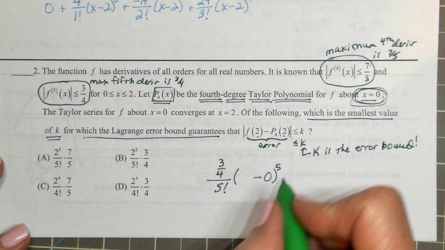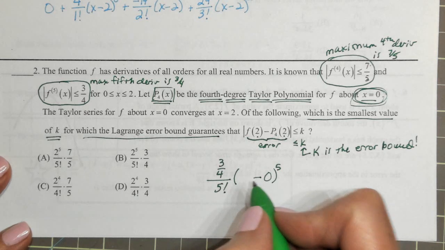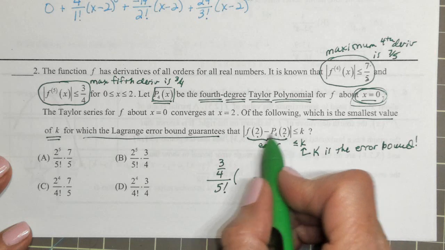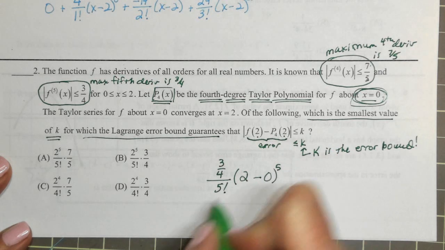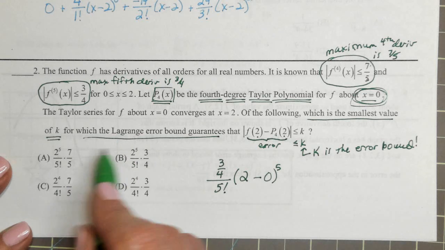Okay, I want to put x here, but it's never an x. It's always the value that they're using. What value of x are they approximating? They are approximating 2. So 2 goes here. That is the error bound. That is k. I just have to clean it up to make it match one of these.